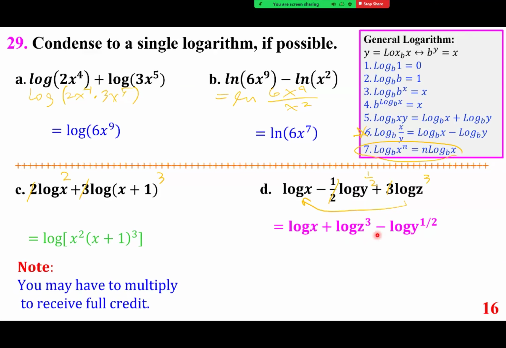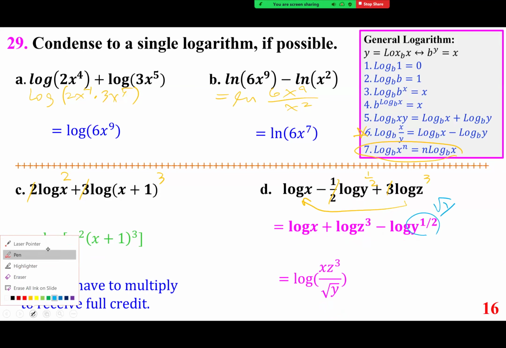And then what? Log of x z cubed over this. And y to the power of 1/2, by the way, everybody, is square root of y. And that's the final answer. Log of x times z cubed, because this has a negative, goes down, divided by square root of y.